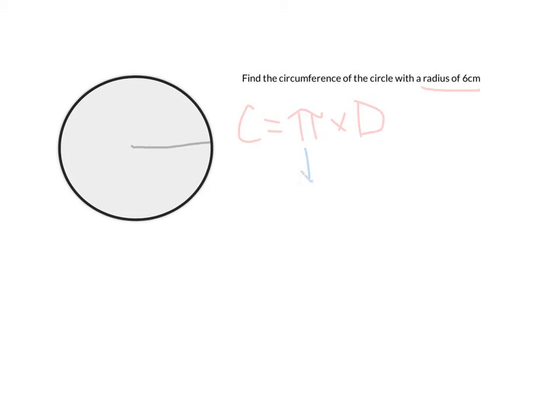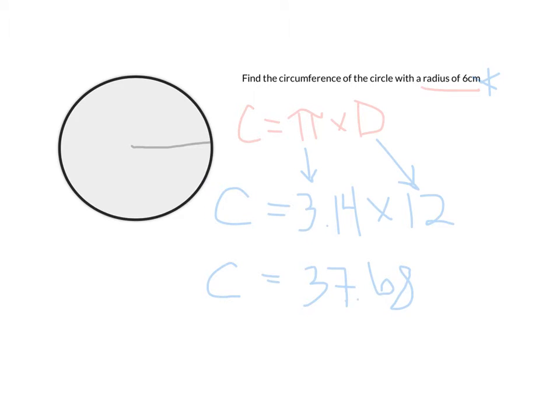So here we know that pi is 3.14 times d. Now d is, if the radius is 6, then the diameter has to be 12. And that will equal the circumference. So here we need to do a little bit of calculation. 3.14 times 12. And it comes out to be C equals, the circumference equals 37.68.